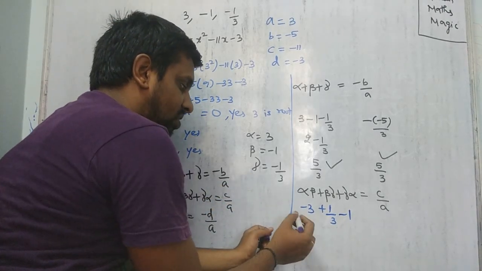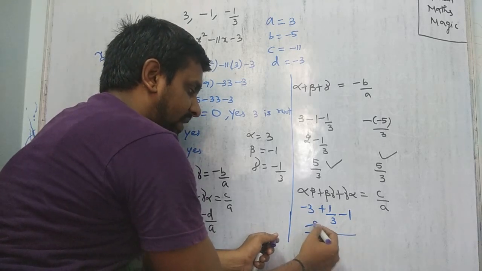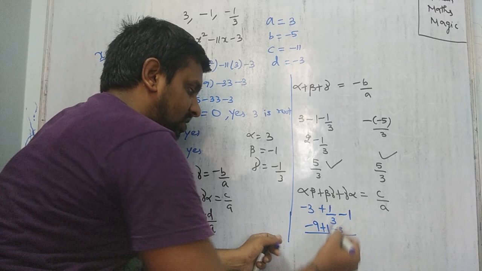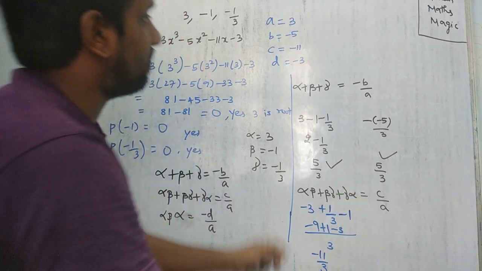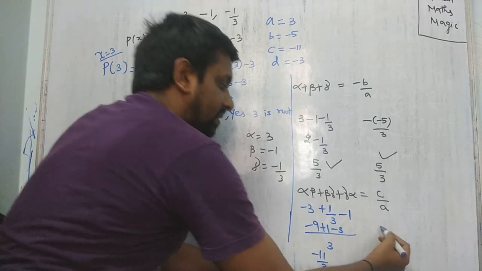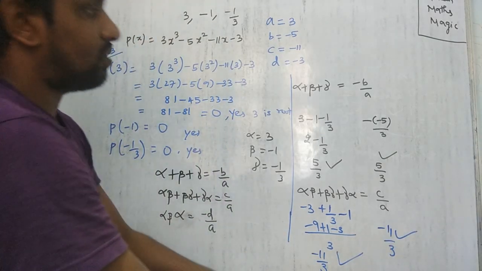So the LCM is 3. Okay, LCM is 3. So minus 9 plus 1 minus 3. So I got minus 11 by 3. Let us see whether we get minus 11 by 3 here also. Yes, c by a is minus 11 by 3. Here also the same. Next, only one more is pending. What is pending?